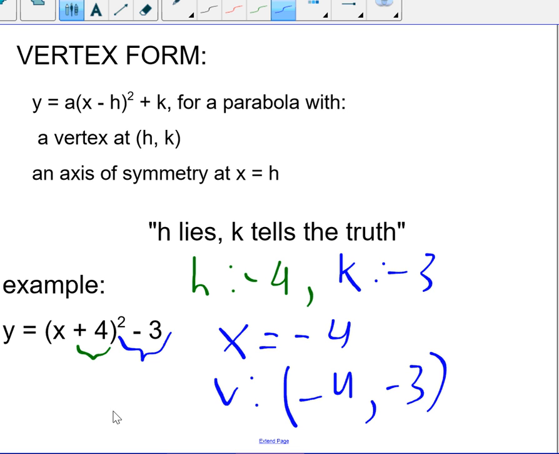So when we get that parabola in vertex form, it's a little bit easier to spot the vertex and the axis of symmetry than when it was in standard form. It is, however, a little bit harder to spot the y-intercept. Remember that in standard form, the y-intercept was just the c value.